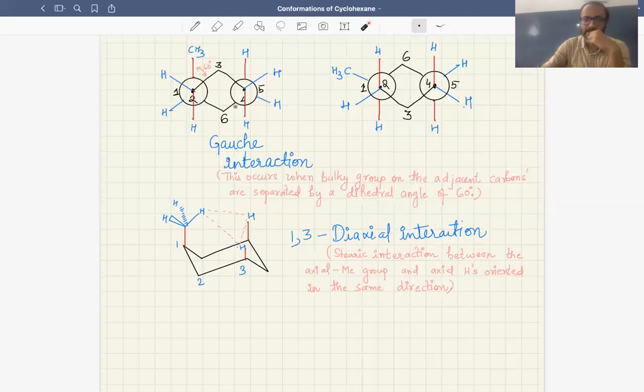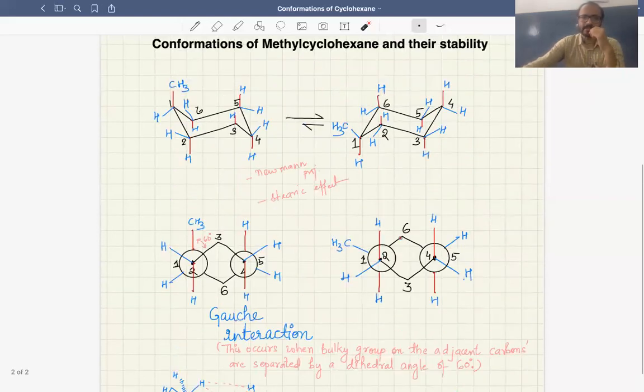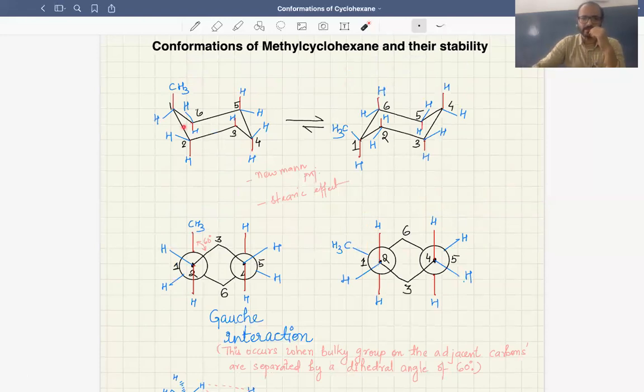So there are two factors that destabilize the conformation in which the methyl group is in the axial position. One is the Gauche interaction, that is because of the 60-degree dihedral angle. Another cause of instability of the axial methyl conformation is the 1,3 diaxial interaction. Okay, so I hope this is pretty clear now to every one of you, why there is a stability difference that you see between this conformation in which the methyl group is in the axial position and this conformation in which the methyl group is in the equatorial position.